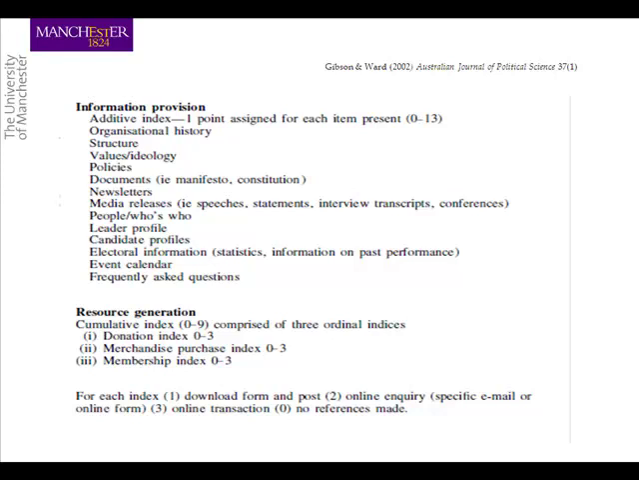Resource generation, similarly, is a cumulative index, and you could say, well, do they allow people to donate through downloading a form and posting? Can they make an online inquiry? Is there a specific email where they can actually ask about donating? Or can you make an online transaction and they get more points the more online it is and the more easy it is to do?